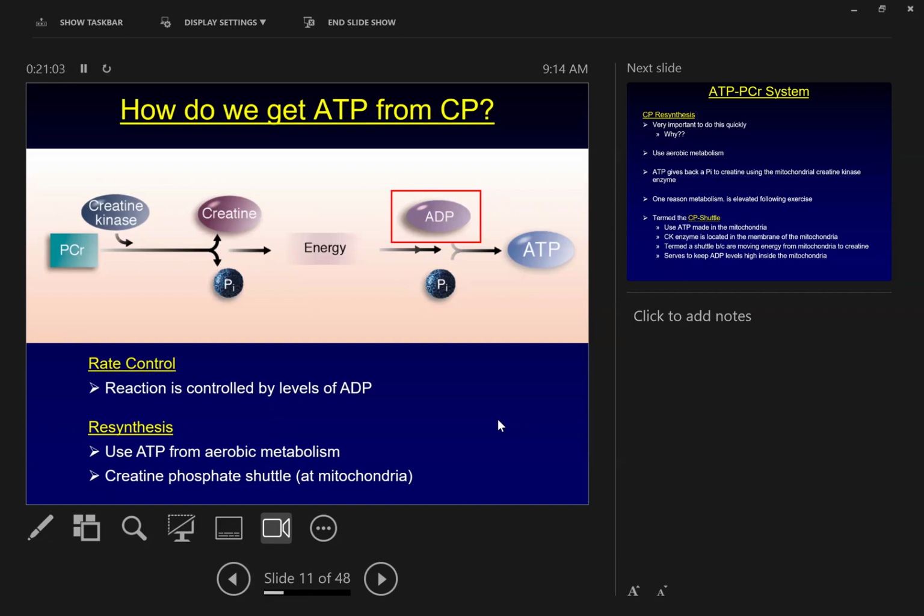People that are better aerobically trained, they have more mitochondria, they have better mitochondria, they recover creatine phosphate faster after they stop exercising. Okay?